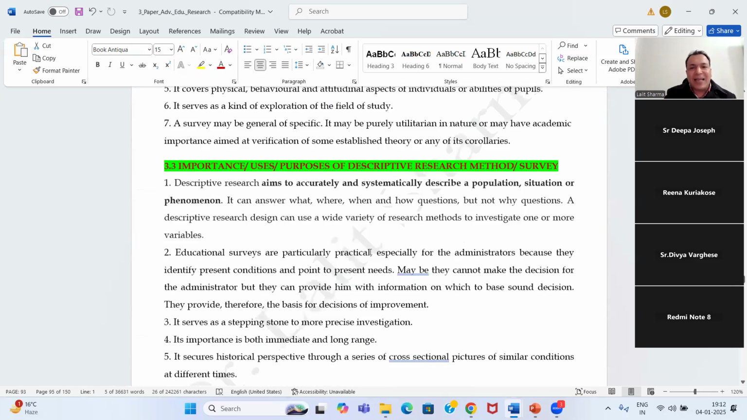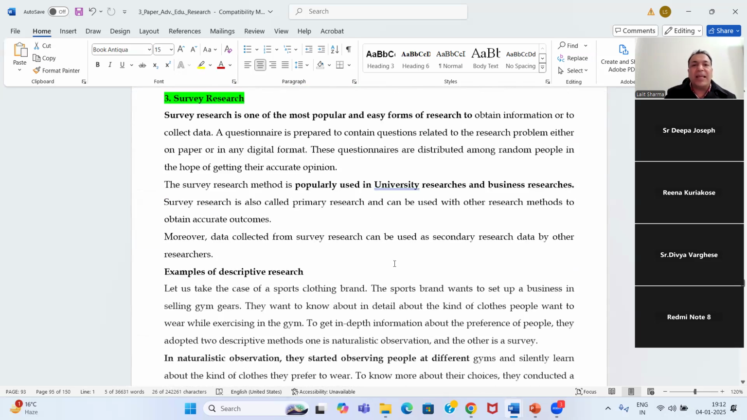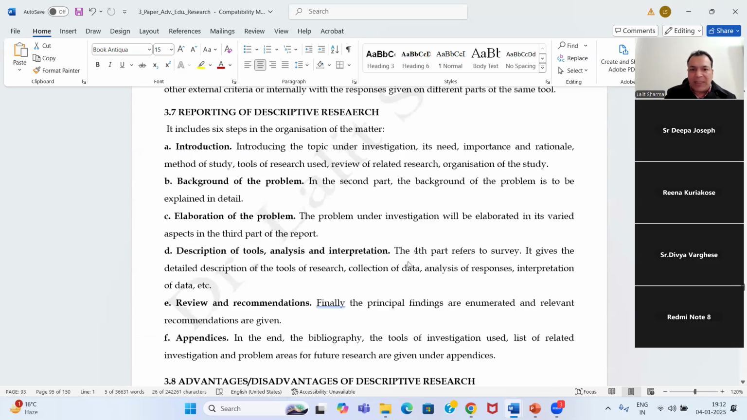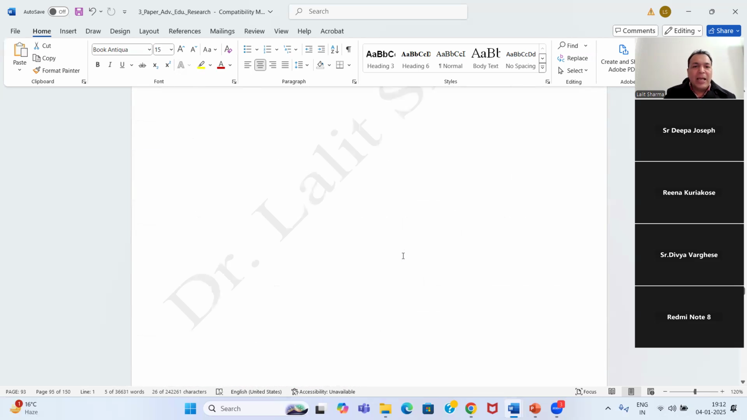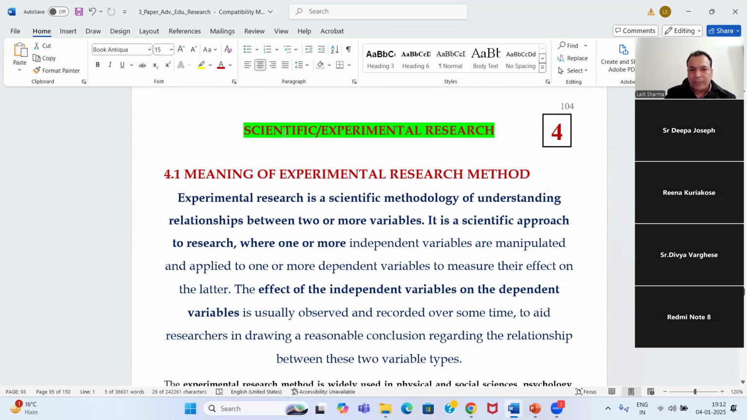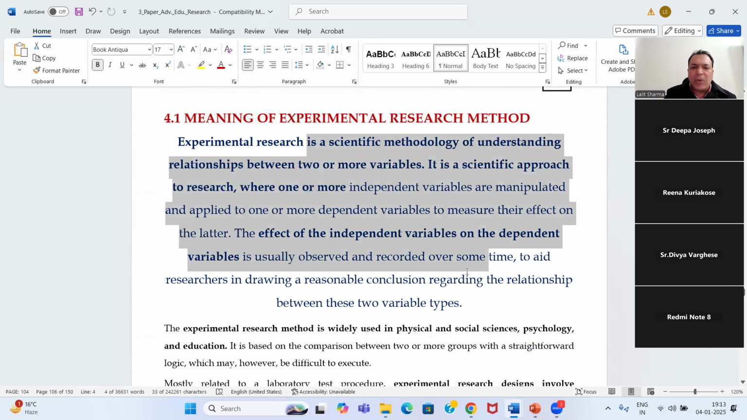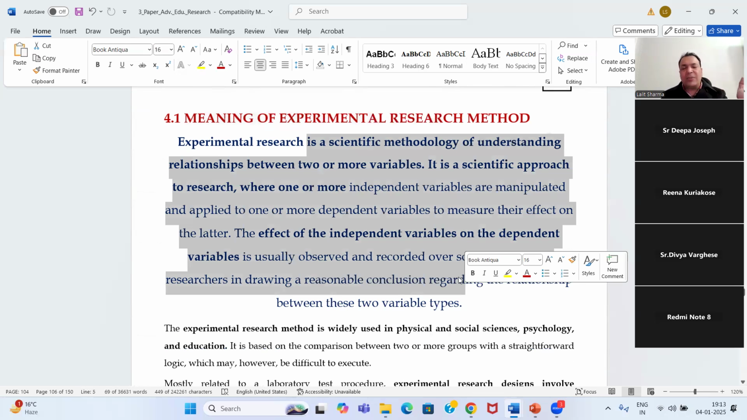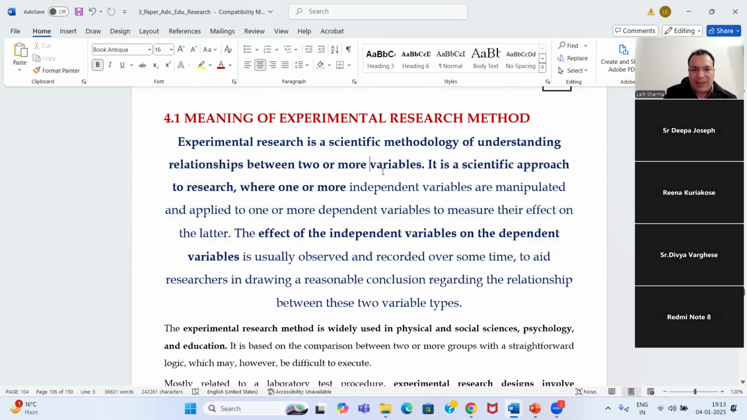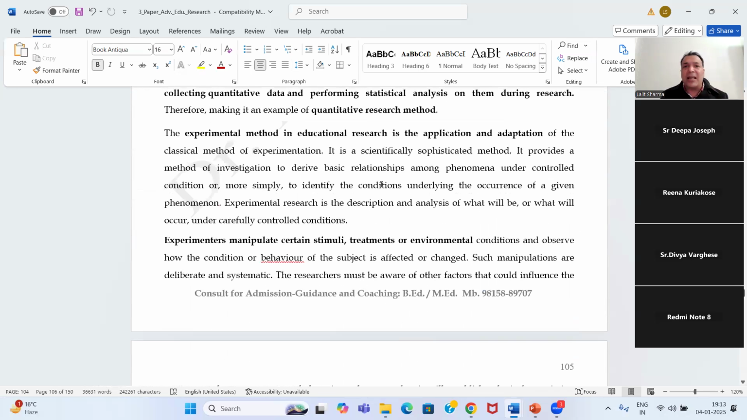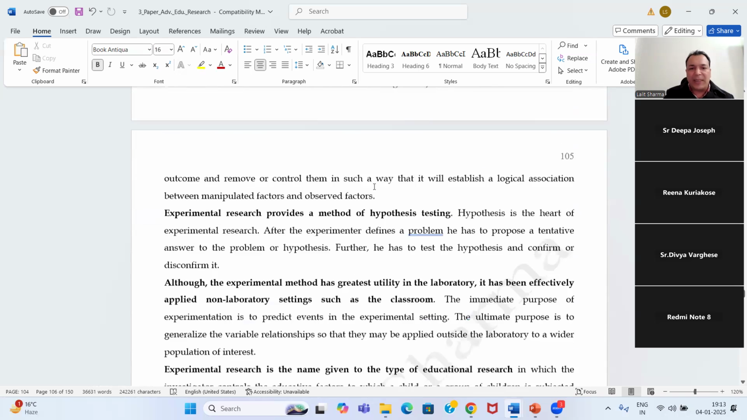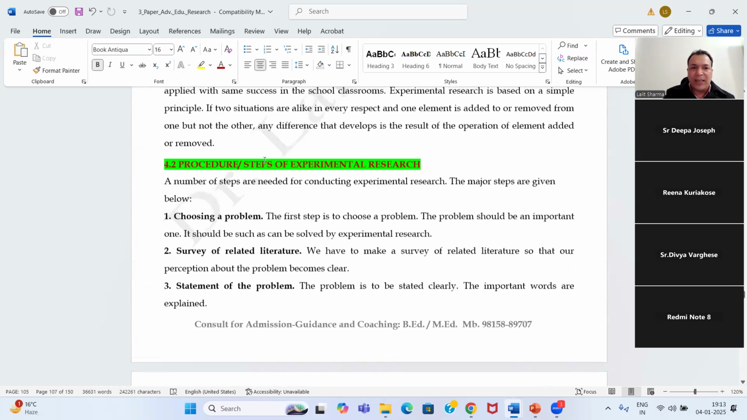And third is scientific research. Scientific research means experimental method. Experimental method talks about the cause and effect. ये देखो, साइंटिफिक को एक्सपेरिमेंटल रिसर्च बोलते हैं. ये देखो meaning of experimental research method. OK, I am not discussing because I have discussed in the last paper also. We have even discussed experimental design, where the experimental research method is discussed, right.